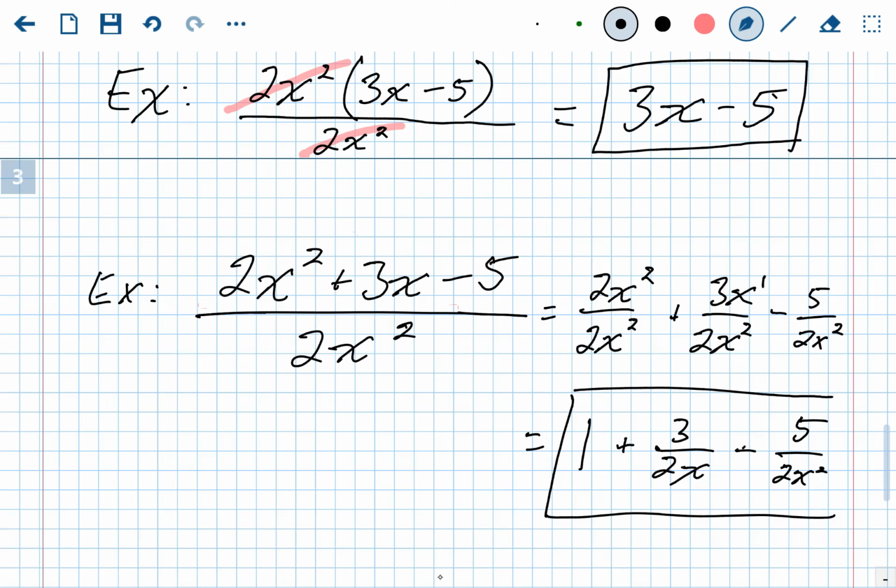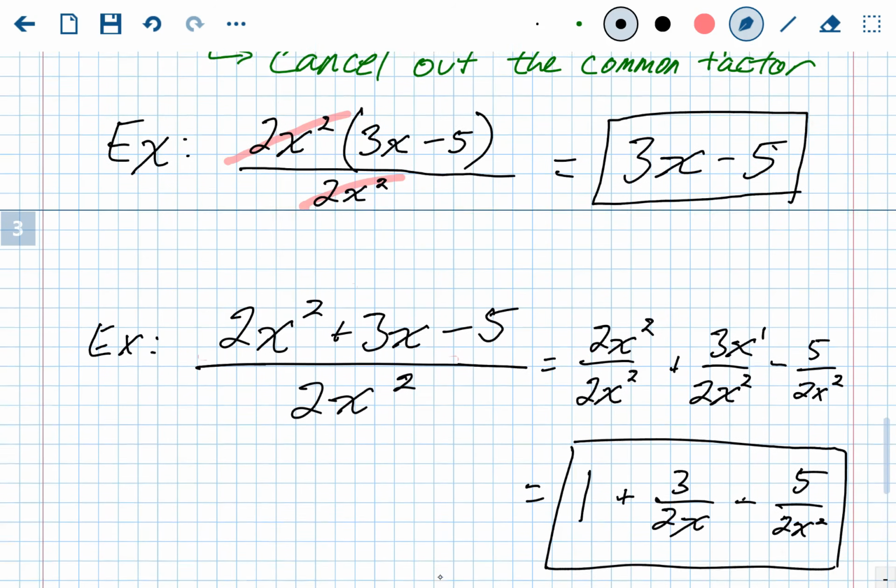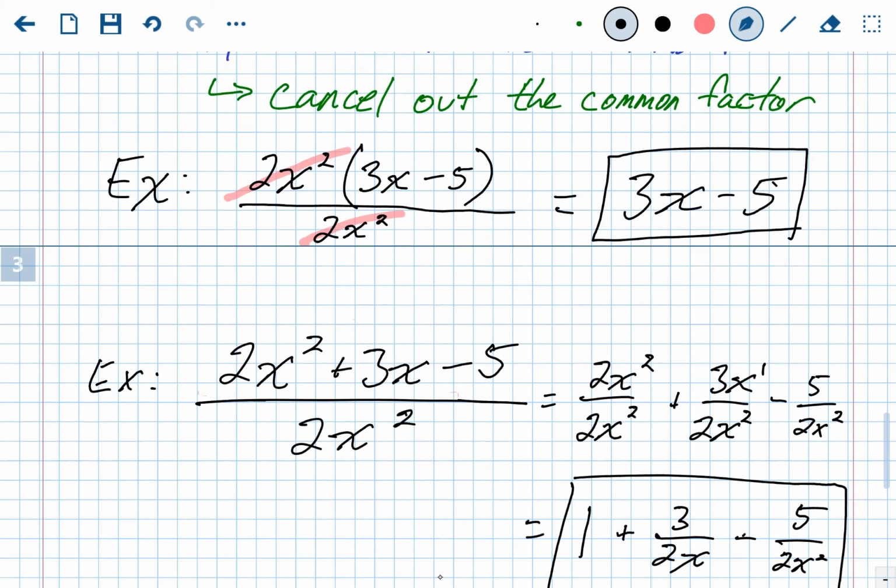So that's the difference between the simple division and the common factor division. Common factor division is only for unsimplified things, things that aren't in standard form.